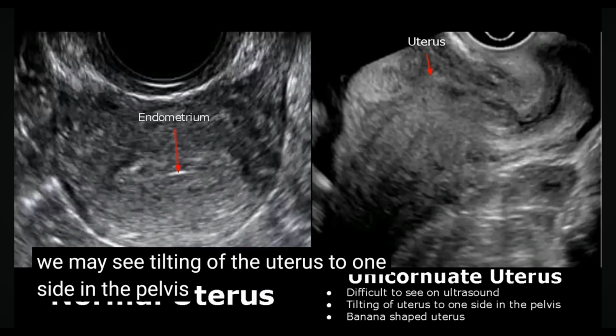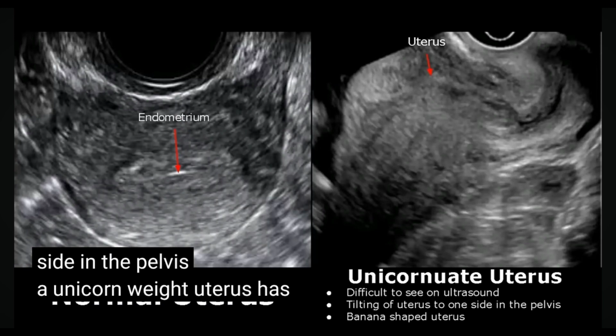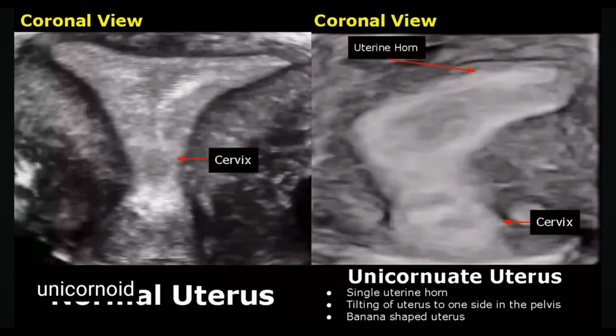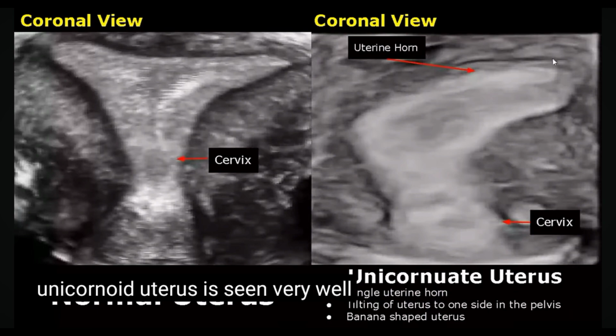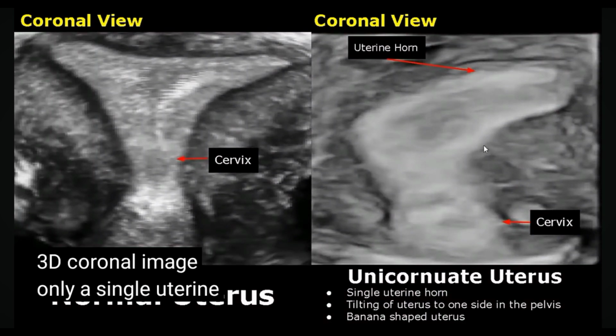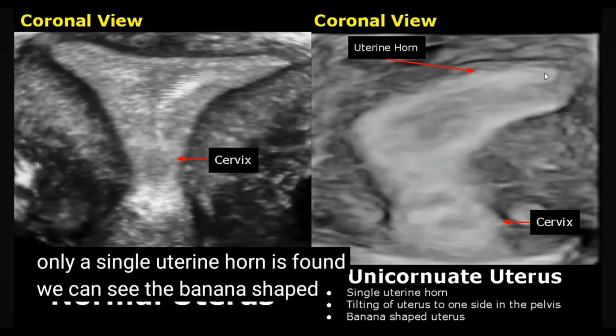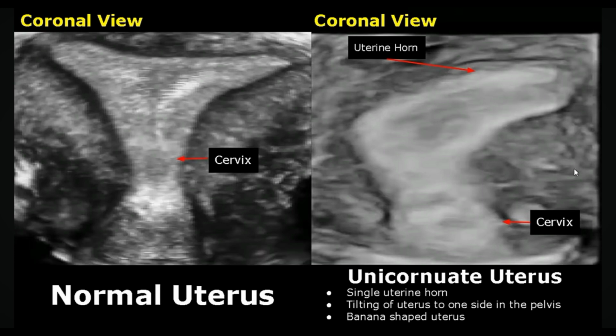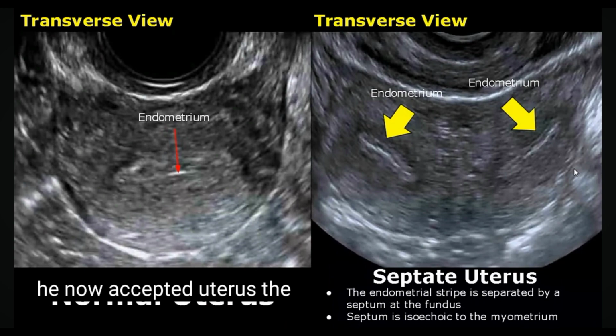We may use tilting of the uterus to one side in the pelvis. A unicornuate uterus has a banana shape. A unicornuate uterus is seen very well in a 3D coronal image. Only a single uterine horn is found. We can see the banana-shaped uterus tilted to one side.